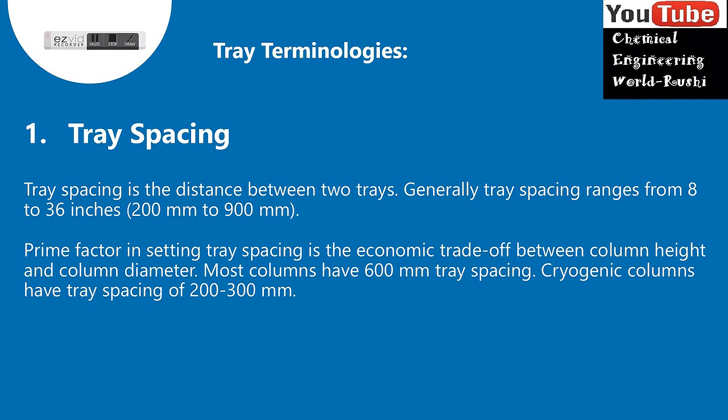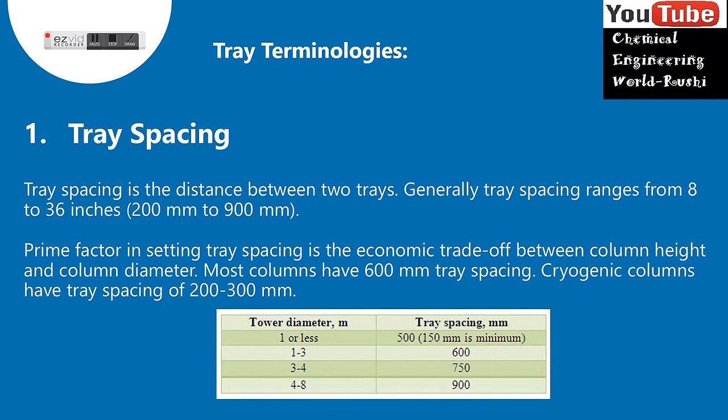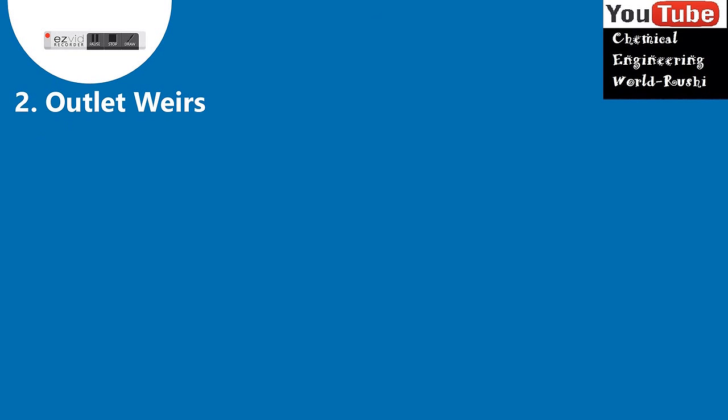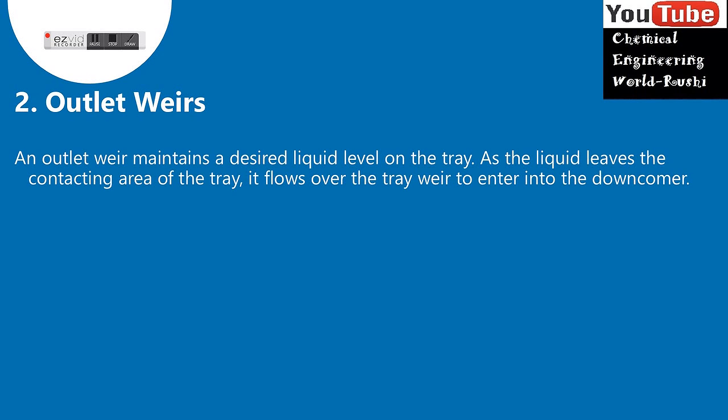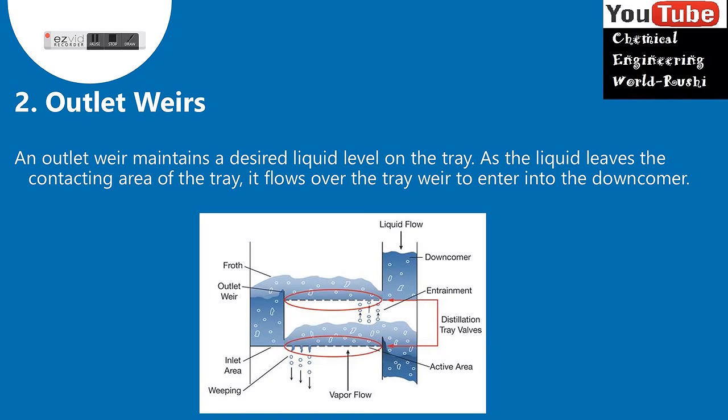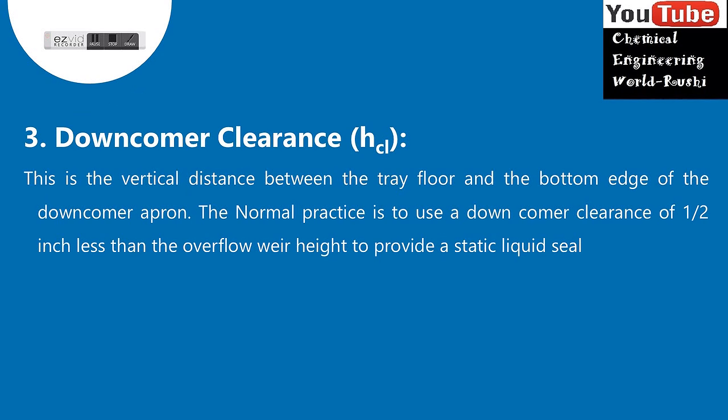2. Outlet weirs. An outlet weir maintains the desired liquid level on the tray. As the liquid leaves the contacting area of the tray, it flows over the tray weir to enter into the downcomer. 3. Downcomer clearance, HCl. This is the vertical distance between the tray floor and the bottom edge of the downcomer apron. The normal practice is to use a downcomer clearance of ½ inch less than the overflow weir height to provide a static liquid seal.